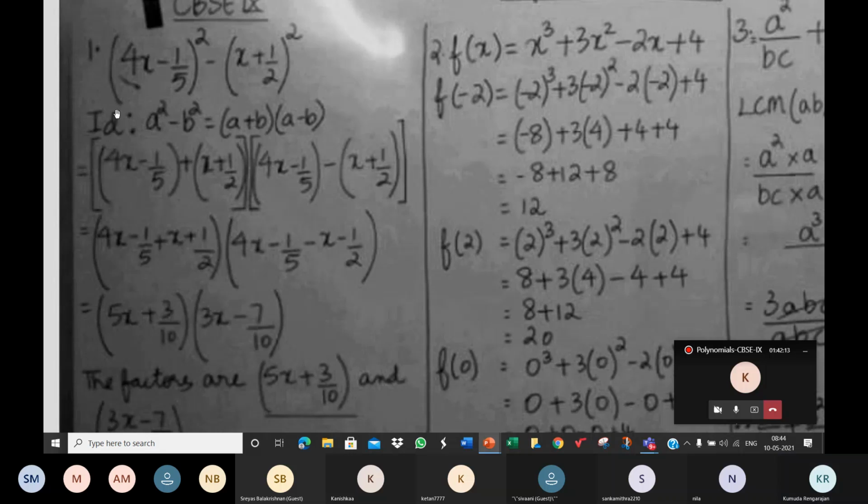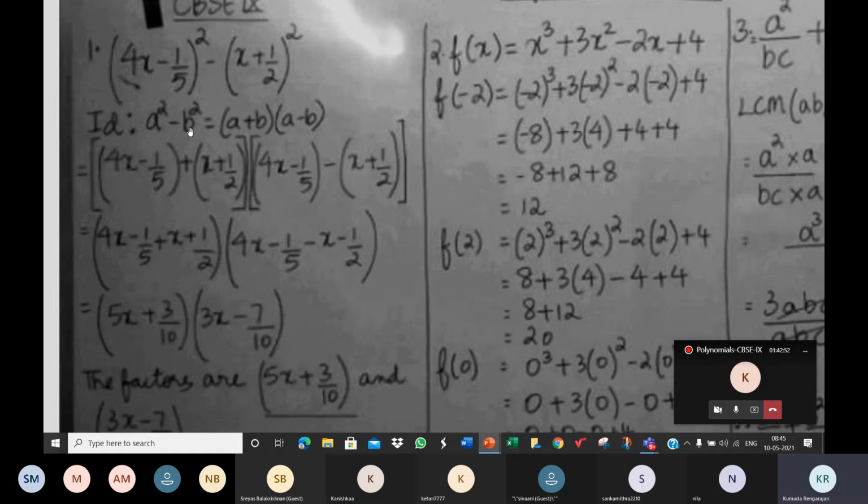So here I've treated it as a squared minus b squared. As Shreyas asked, you can also expand. You can treat this as a minus b the whole square expanded, and this as a plus b the whole square and expand it. That's also fine. But you can also look at this as a square minus b square, 8th standard. So the given expression is of the form a squared minus b squared. Then the answer is a plus b into a minus b.